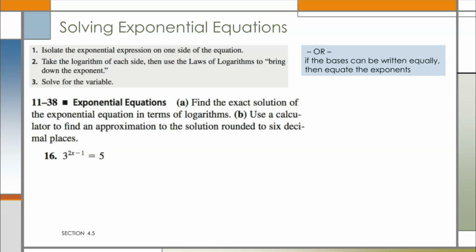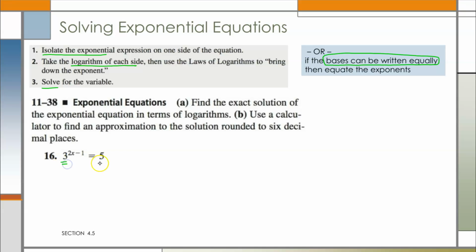Okay, so solving exponential equations, we have two methods of solving. If we can write the bases equally, then we equate their exponents. If not, then we have to isolate our exponential expression, take the log of each side, and then solve for our variable. Let's look at problem 16.